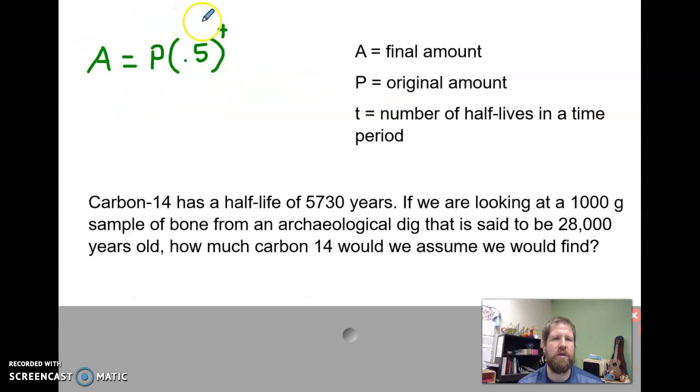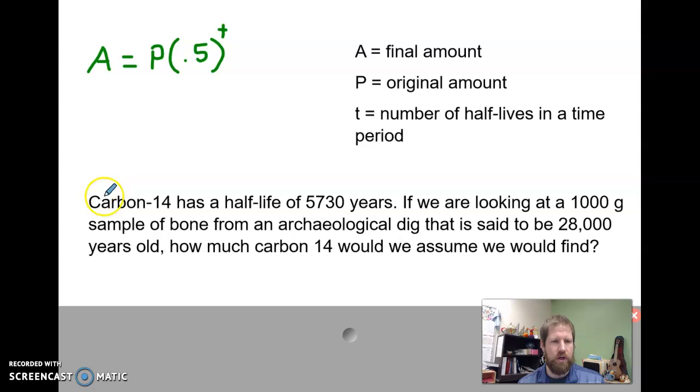So our formula is actually much simpler because our R, our rate of decay, is always going to be 0.5. So we're always taking half of our substance away. But what really changes is the T. It's no longer just the number of time periods. Now it's the number of half-lives in a given time period. So that does add an additional calculation you sometimes have to figure out to solve these problems.